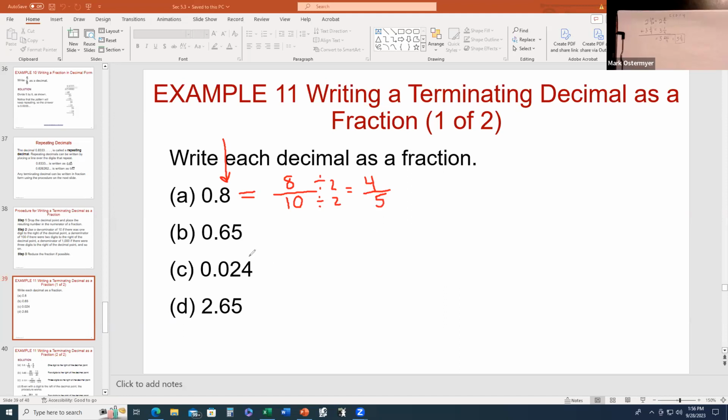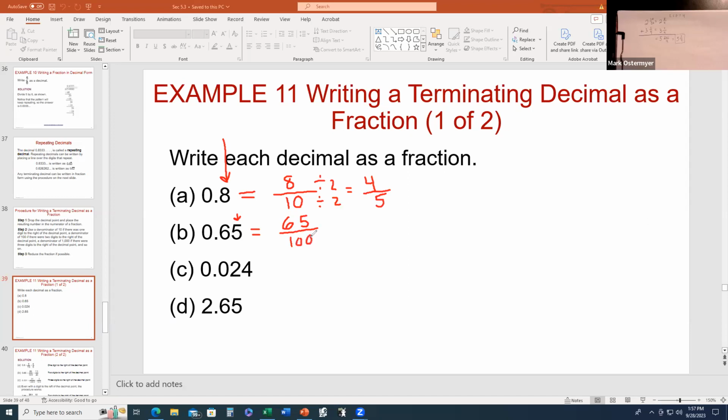Equal. All right, help me read this decimal. How do I read it? 65 what? What place is the 5 in? The 6 is in the tenths place. Hundredths. The 5 is in the hundredths place. So we would read this as 65 hundredths. We would literally put 65 over 100.